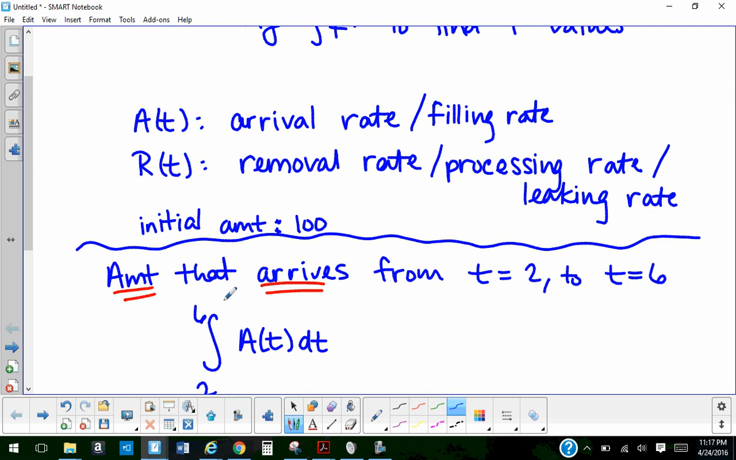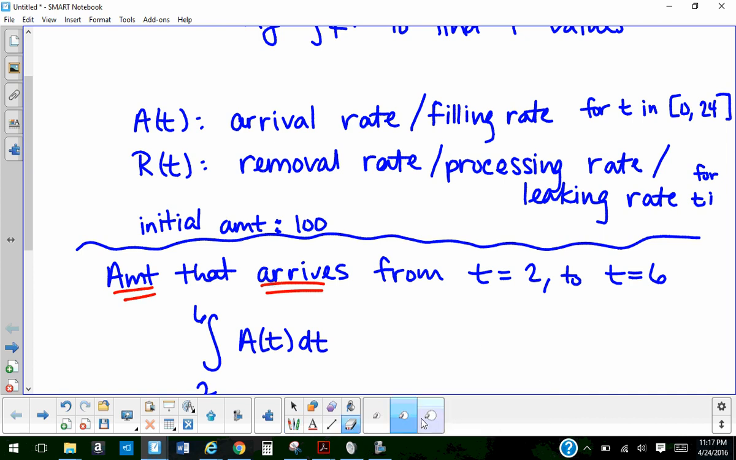And say that, let's make this a more challenging example. Say that our arrival filling rate is good for t in the interval, say stuff starts arriving from 0 up to like 24. We're doing hours maybe. But that our removal rate is good for t, and that's good. It's getting too hard to read. Hold on. Let's do that underneath.